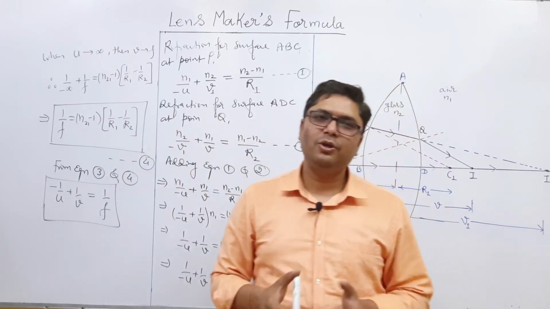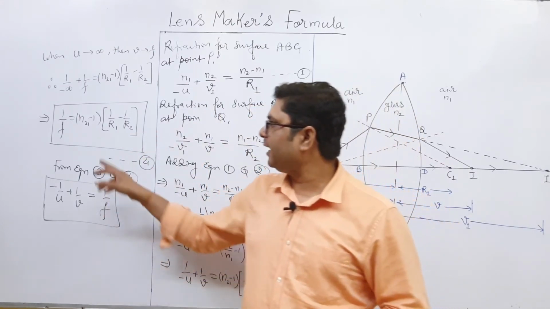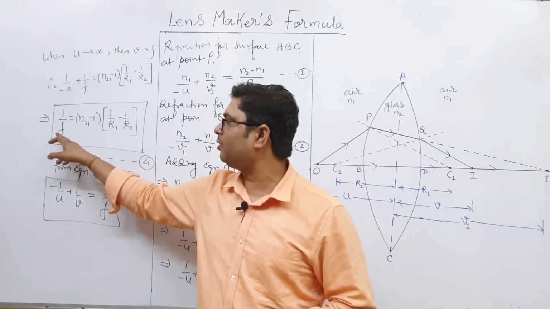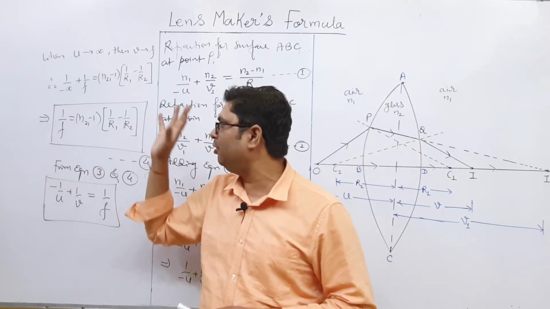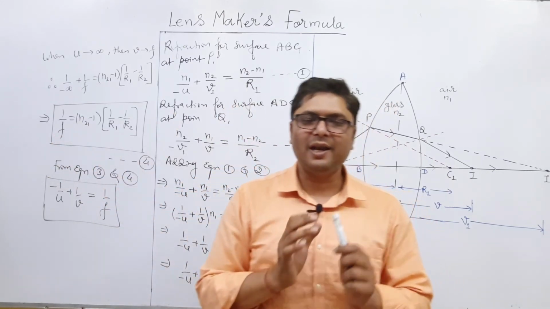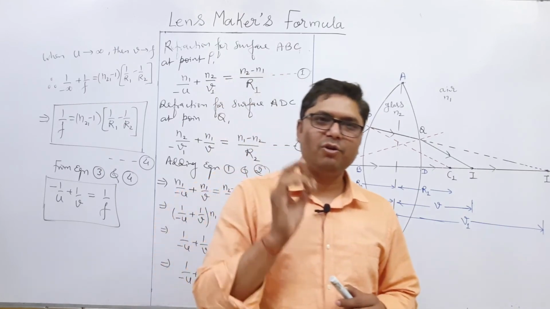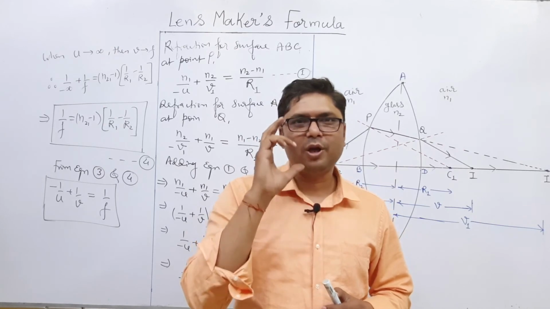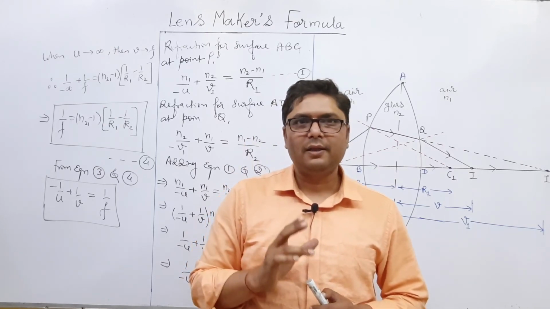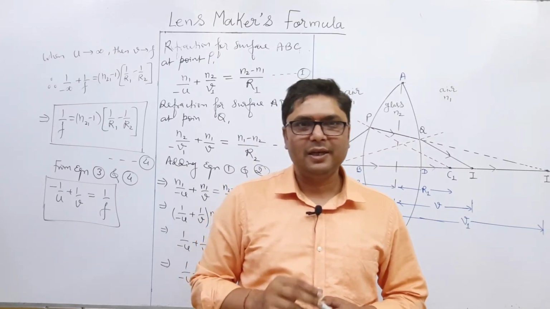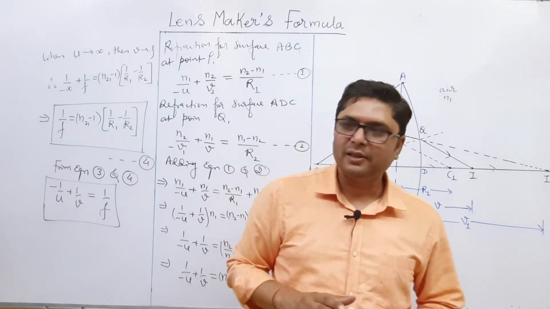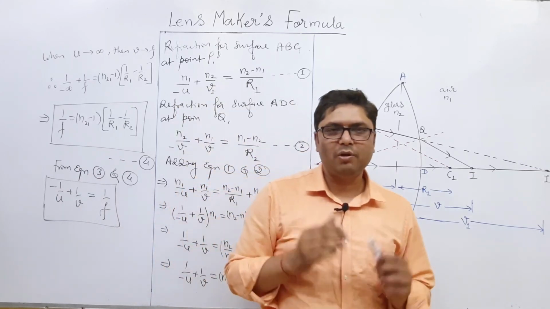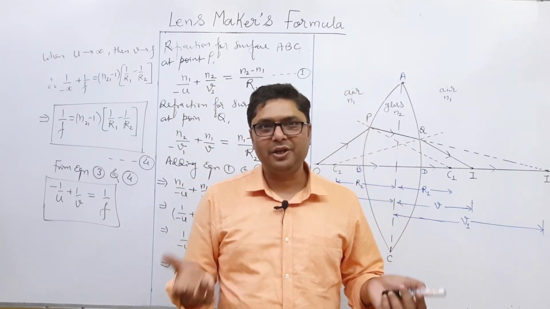From here we also conclude that focal length is inversely proportional to refractive index. Now I can give you a question also. Suppose I take a convex lens and put the convex lens inside water, then what will be the effect on the focal length? As we put it inside the water, then this n21 will decrease. If n21 decreases, then the focal length will increase.